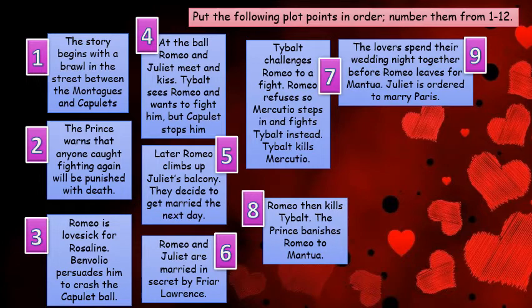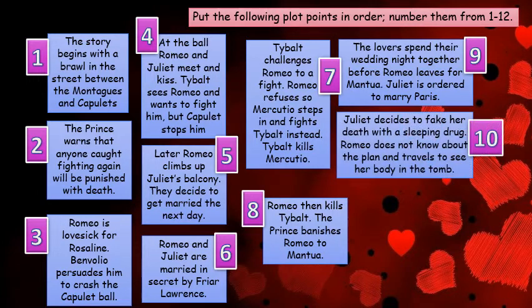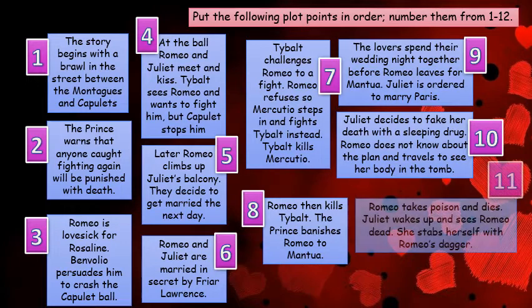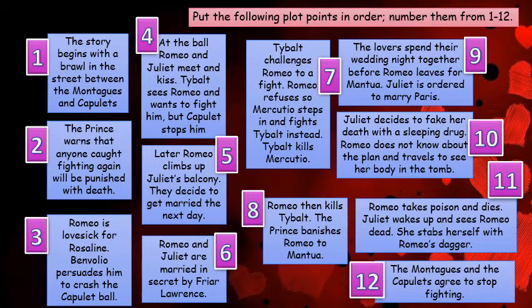Following this point, Juliet is then ordered by her father to marry Paris. To avoid marrying Paris, Juliet decides to fake her death with a sleeping drug. Romeo does not know about the plan and travels to see her body in the tomb. Romeo takes the poison and dies. Juliet wakes up and sees Romeo dead and stabs herself with Romeo's dagger. The death of the two lovers is the climax of the story, and the Montagues and the Capulets agree to stop fighting. So that's the correct order of the events.